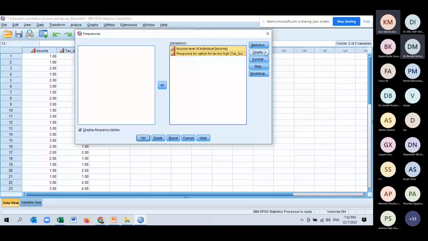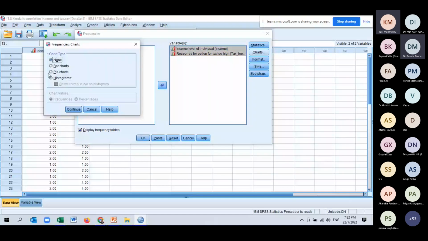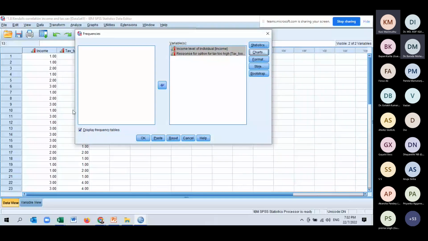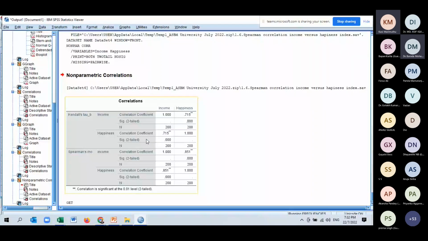Then we can also go for a chart. We can go for a bar chart or a pie chart. Any one can be used for this kind of categorical data. Shall we go for a bar chart? Okay. Continue and then click OK, so that you will get a summary data.